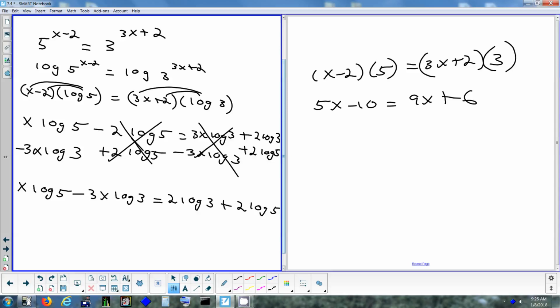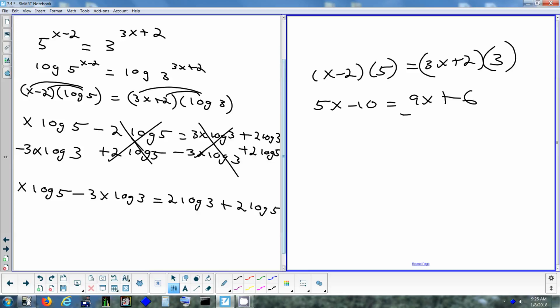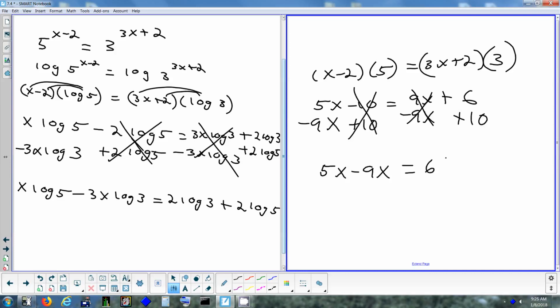I'm not going to combine anything. I'm just going to leave it. So I'm going to minus 9x, minus 9x. I'm going to plus 10, plus 10. So I'm going to leave that as 5x minus 9x equals, let's see, that was 6 plus 10. Okay, I'm just going to leave it to try to make it look very similar to what I'm doing here.